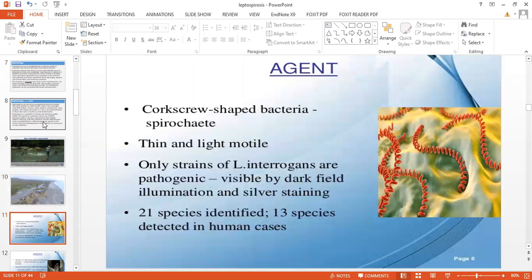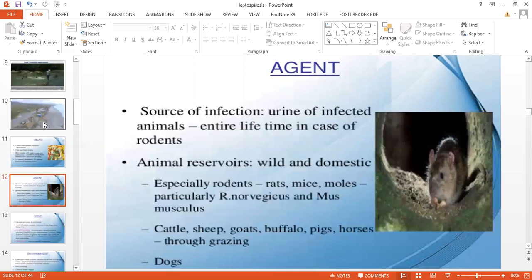As far as the agent is concerned, it is a corkscrew-shaped bacterium, a spirochete, thin and highly motile. Only strains of Leptospira interrogans are pathogenic, visible by dark field illumination and silver staining. 21 species have been identified, and 13 species detected in human cases. The source of infection is the urine of infected animals, for the entire lifetime in the case of rodents.